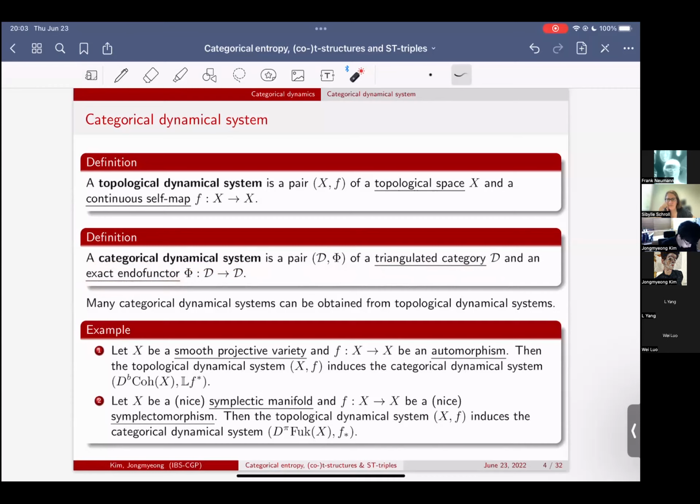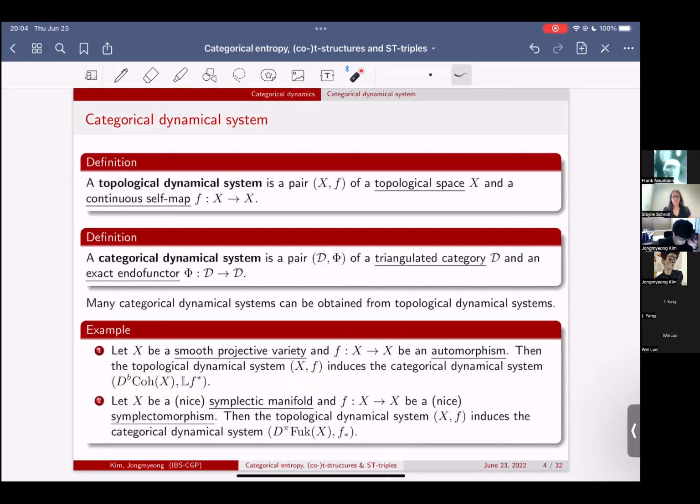And in fact, many categorical dynamical systems can be obtained from topological dynamical systems. For instance, let X be a smooth projective variety and F be an automorphism. Then they form a topological dynamical system (X, F), and it induces the categorical dynamical system (D^b(X), F^*), where this is the derived category of X and this is the derived pullback of F.